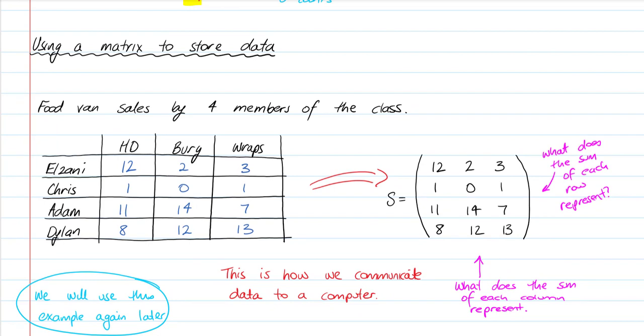What does the sum of each row represent? So the sum of each row, 12 plus 2 plus 3, is just the number of items that person sold. Whereas the sum of each column, 12 plus 1 plus 11 plus 8, is the number of hot dogs sold in total. So you can see that there's some information stored there that we can garner from that matrix. And this is how we communicate data to a computer. So we have information, we can send it to a computer in the matrix form, which is why this topic is so important.